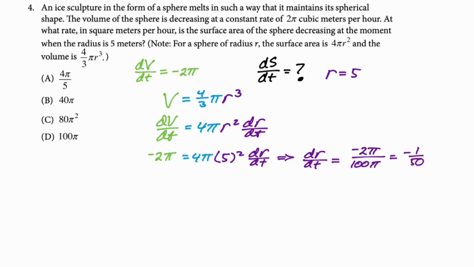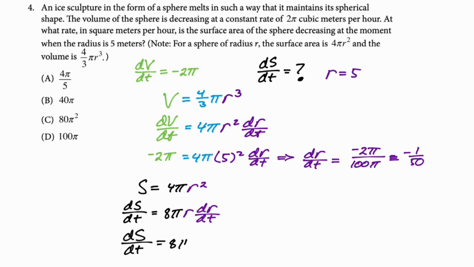Now let's go and use the surface area formula, which we were given. S is 4 pi r squared, so then dS/dt is going to be 8 pi r dr/dt. Subbing in what we know, we will get dS/dt is 8 pi times the 5 times the negative 1 over 50. Simplify this, and we're going to get negative 4 pi over 5. Now think about it. They said that we wanted to find the rate at which this thing is decreasing. That's why all the answer choices are positive. So we're going to select A.